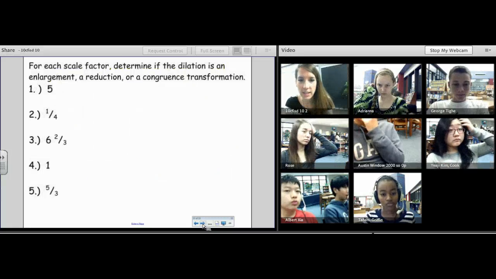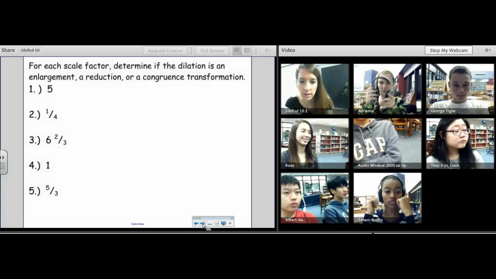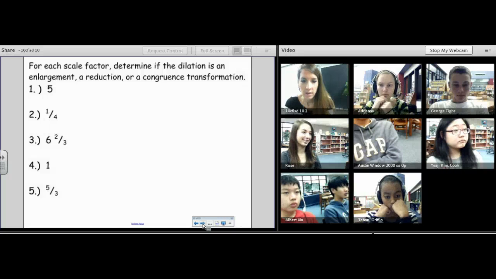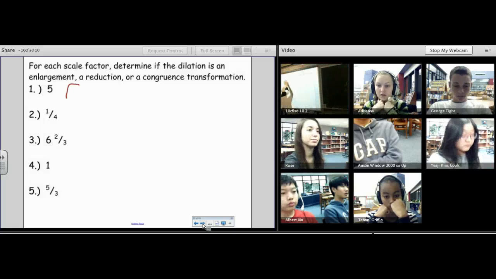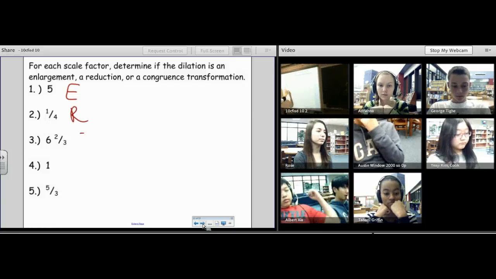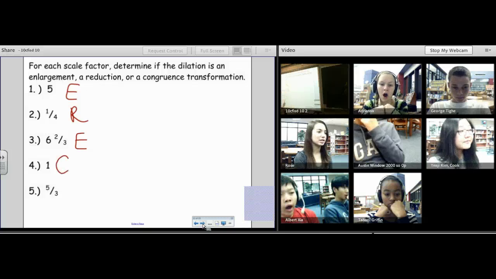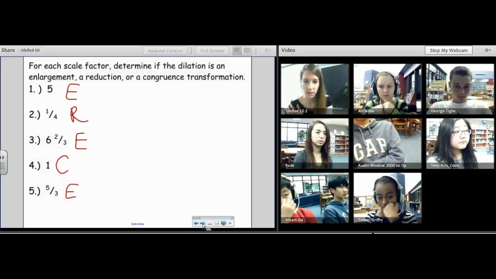All right, let's just look at these. Is it an enlargement, a reduction, or a congruence transformation? Number 1. Enlargement. Number 2. Reduction. Number 3. Enlargement. Number 4. Congruence. Number 5. Enlargement. So just because it's a fraction doesn't mean it's a reduction. If that fraction is greater than 1, it's an enlargement.